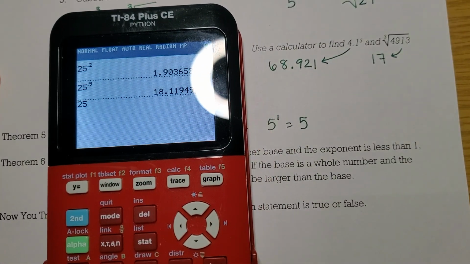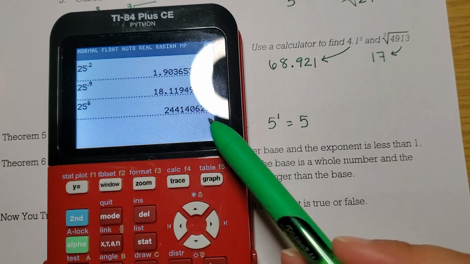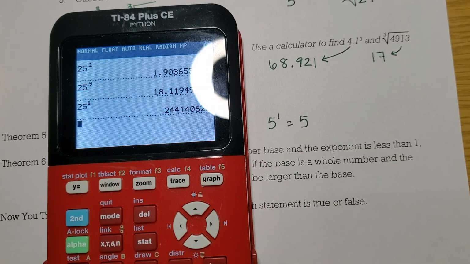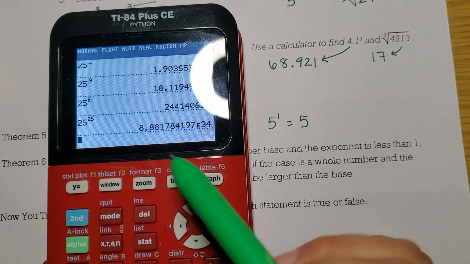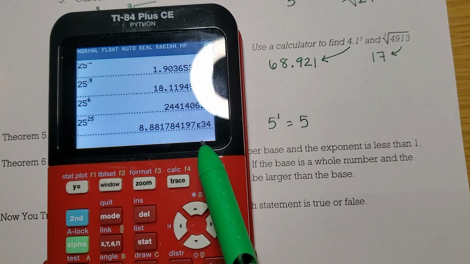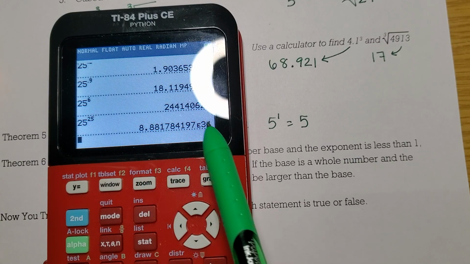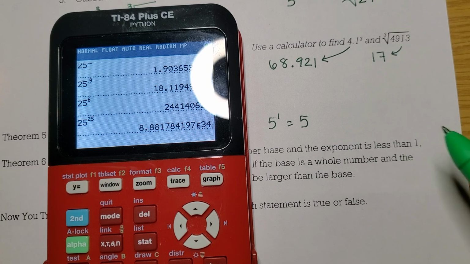So let's take 25, and this time let's make an exponent of 6. That is certainly bigger than 25. What happens if we do 25 to the 25th? So we've got 8.8 here, but be very careful. This isn't 8.8. We've got our scientific notation, and that's an exponent for our scientific notation of 34. That means this is a very long number.